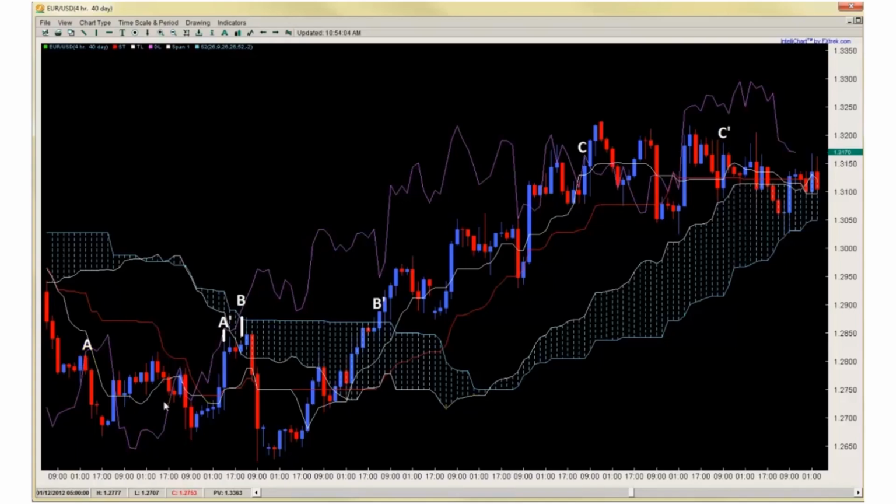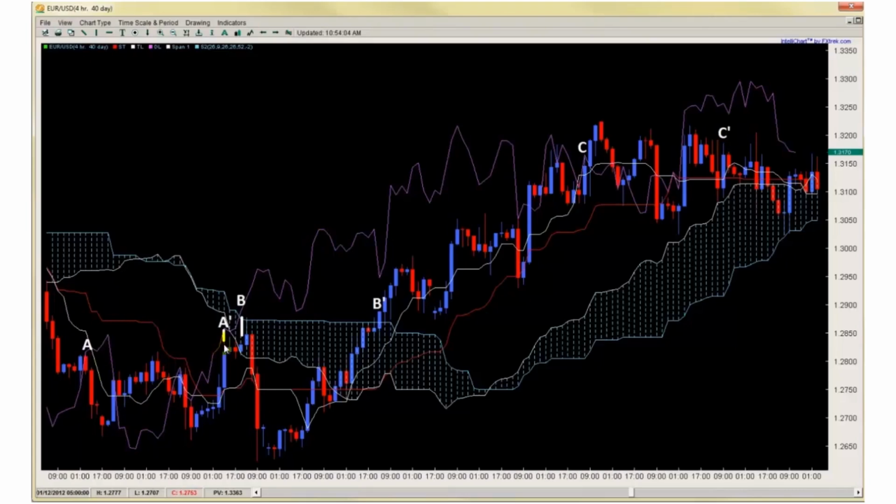Now, when you're reading the Chikou span, the 3 most important things are its relationship to the price line, and its relationship to the resistance band or the Kumo. The Kumo, another name for that, is the resistance band, and we all know them as the Senkou span A and Senkou span B.